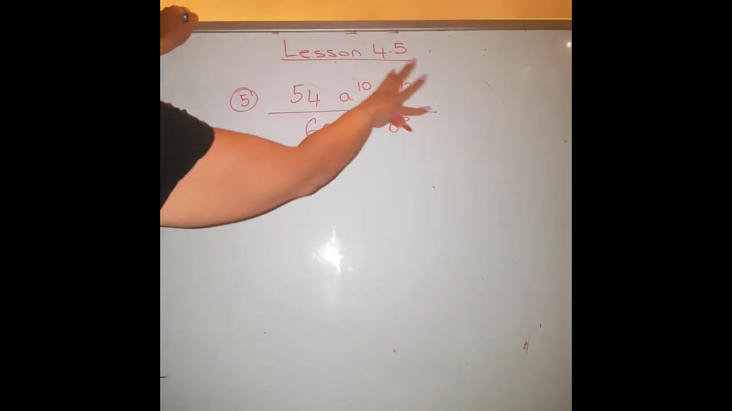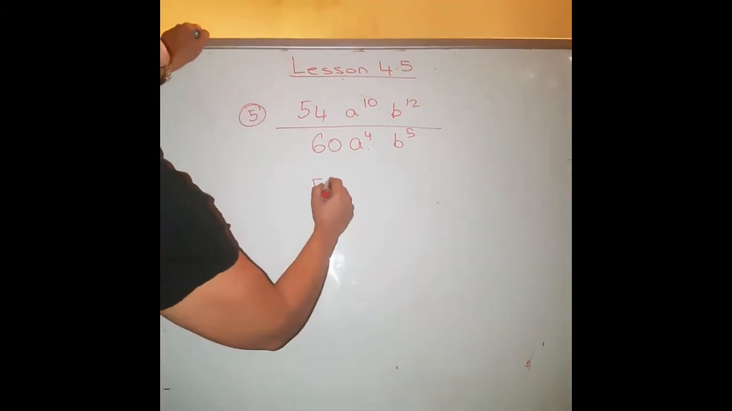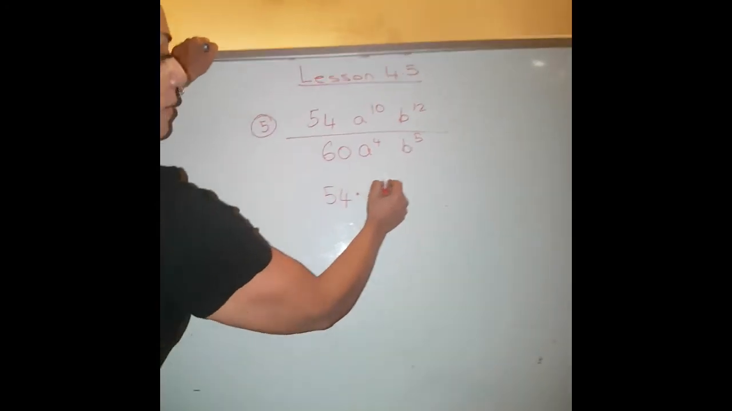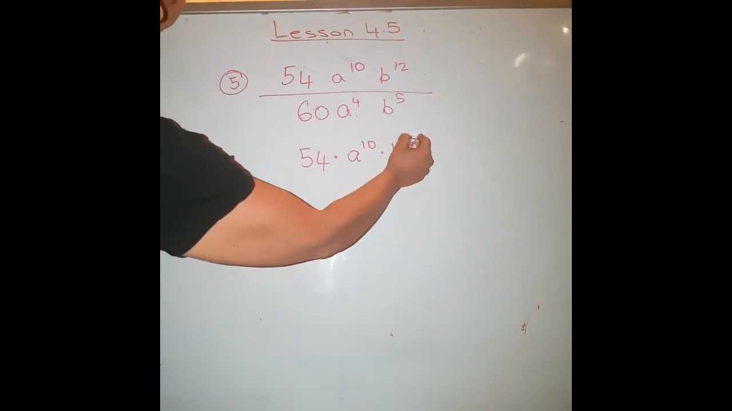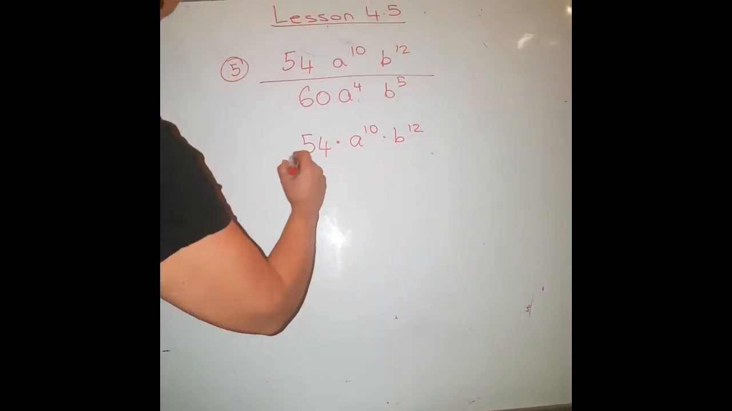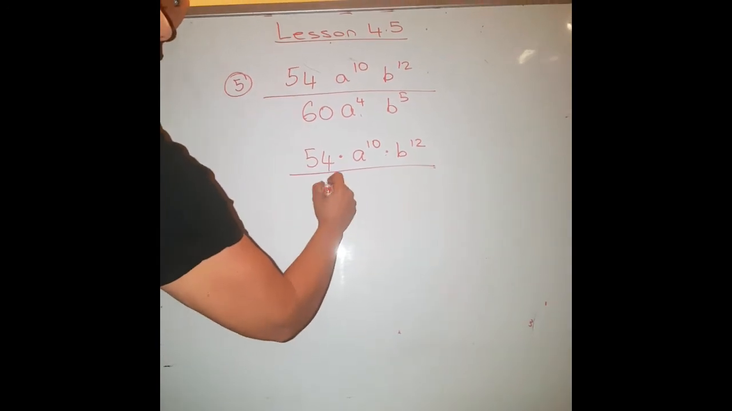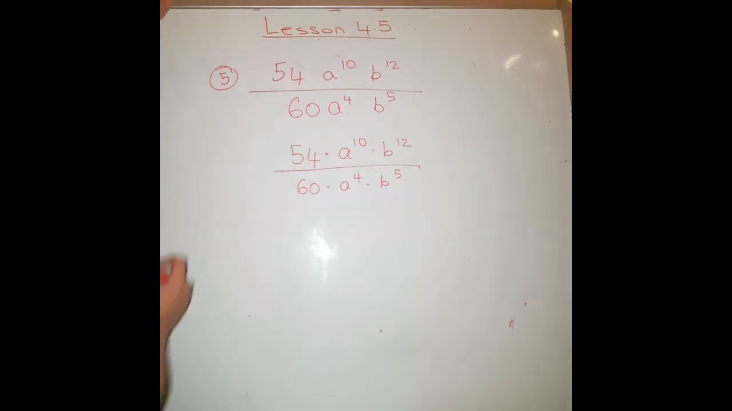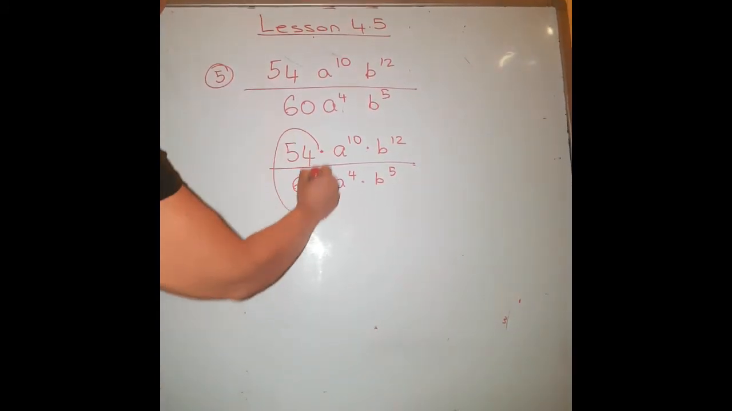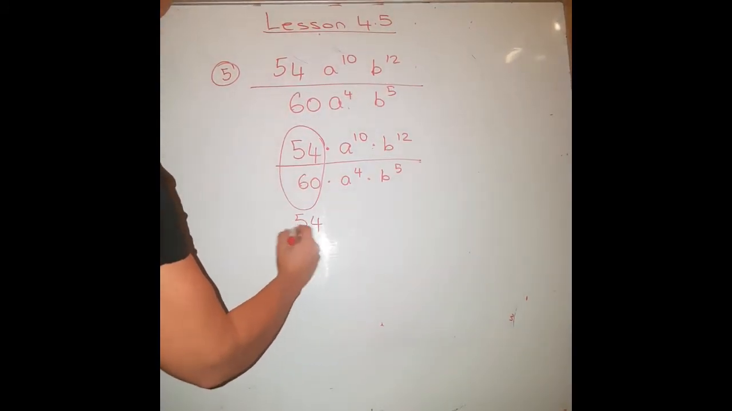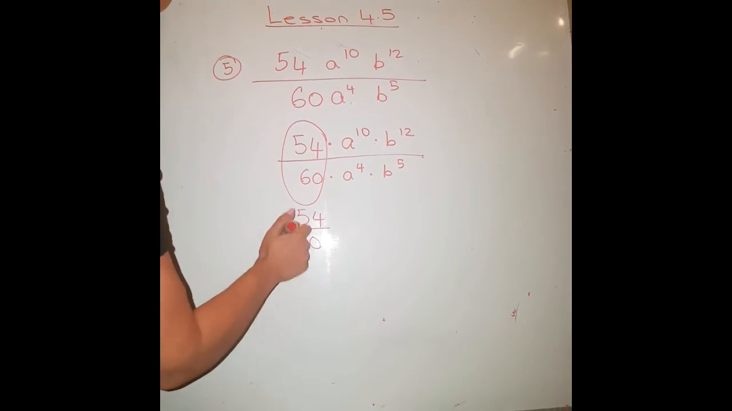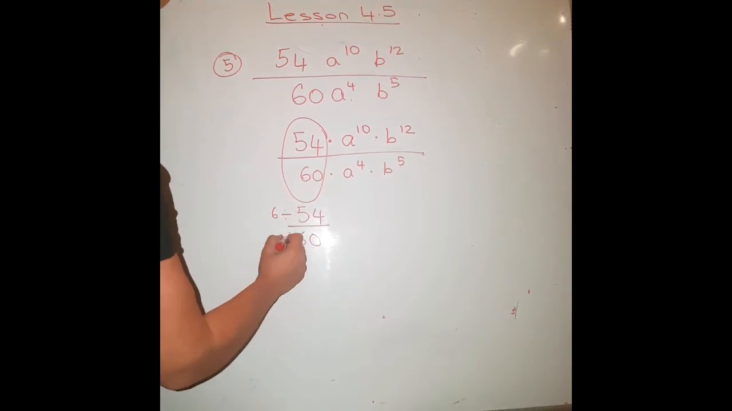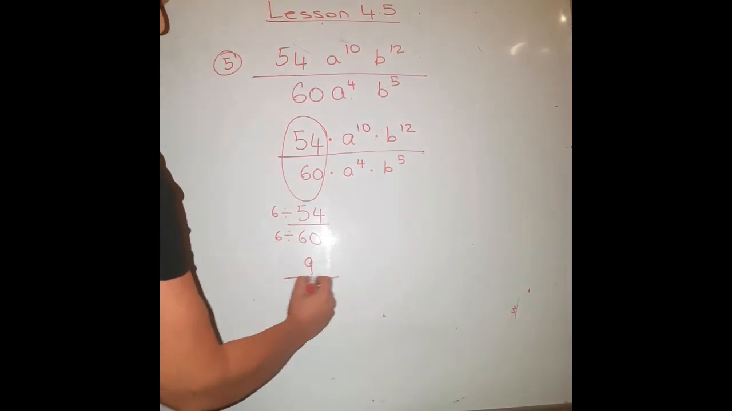Number 5, the first thing I do is I open them up. 54 times a^10 times b^12. Just like this, I see them more clearly. 60 times a^4 times b^5. And I start taking my fraction on the side and I simplify it. I think they're both divisible by 6. So it's 9 over 10.